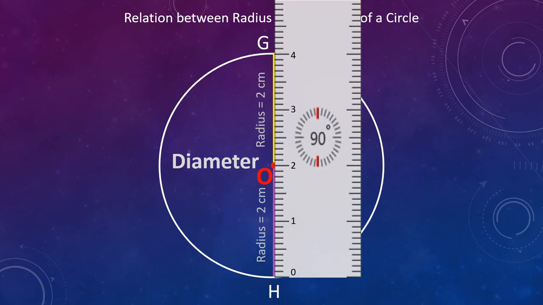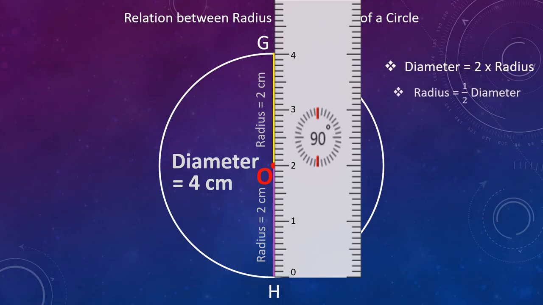Let us measure diameter GH. Look at carefully. Yes, GH is equal to 4 centimeter. So what you observe? We observe that the length of a diameter of a circle is 2 times the length of its radius. That means diameter is equal to 2 multiplied by radius. And radius is half of the diameter. That means radius is equal to diameter upon 2.